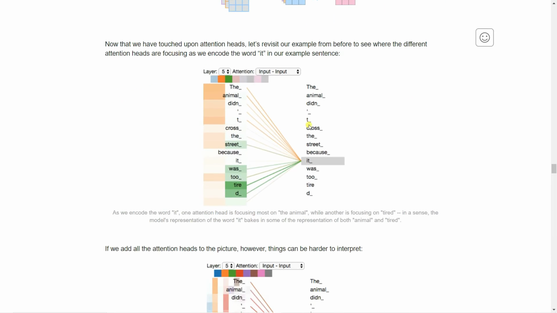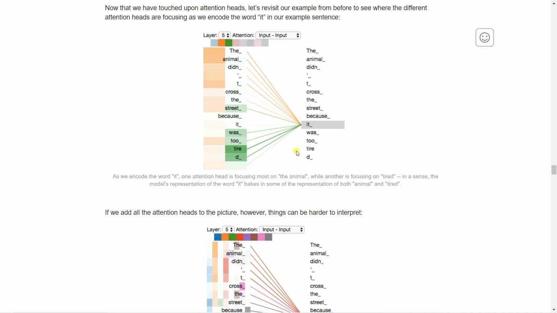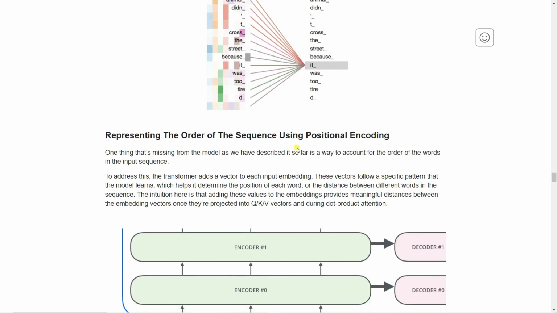Now, based on that, it gives the attention score. Based on the attention score, it identifies which one is more relevant: the animal, the street, or the tired. Obviously it should be the animal. So this is how the attention mechanism works here.